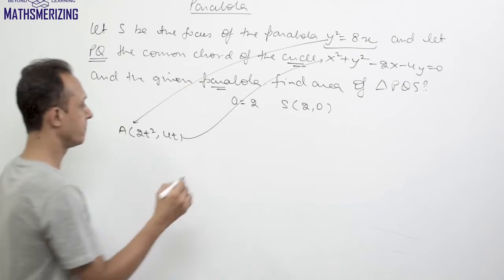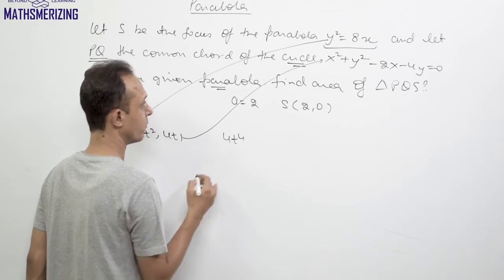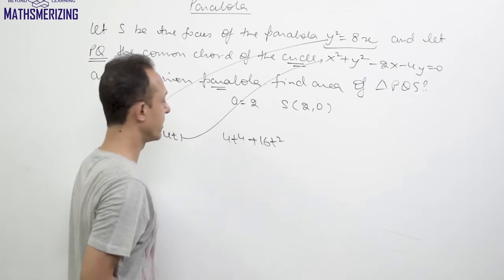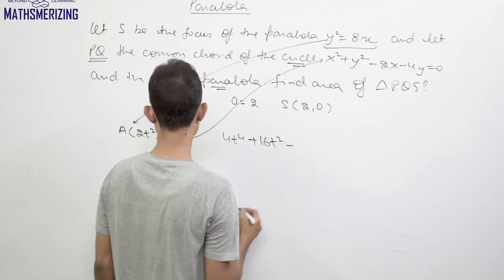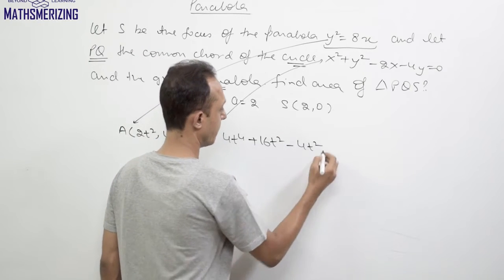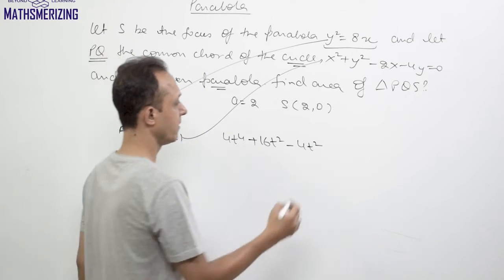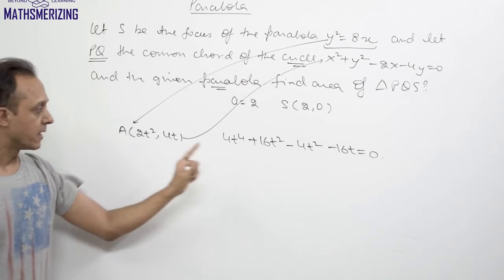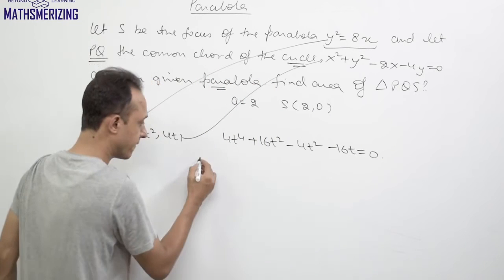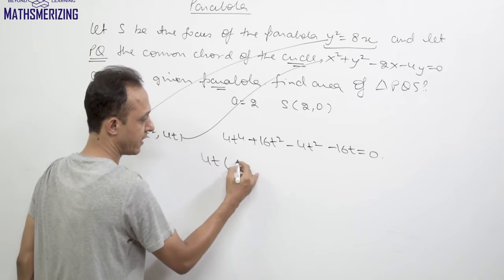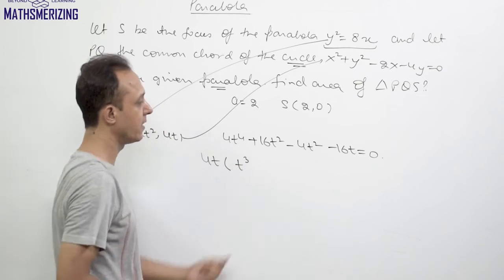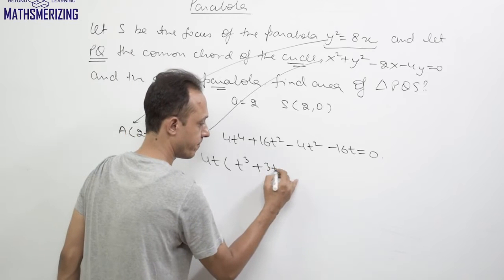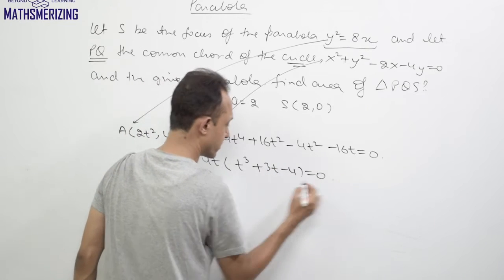So now we can write 4t to the power 4 plus 16t square minus 4t square and then minus 16t equals 0. Now here we can take 4t common. So if I take 4t common, then I can write t cube, and here I'll get 12t square, so there will be 3t, and then minus 4 equals 0.